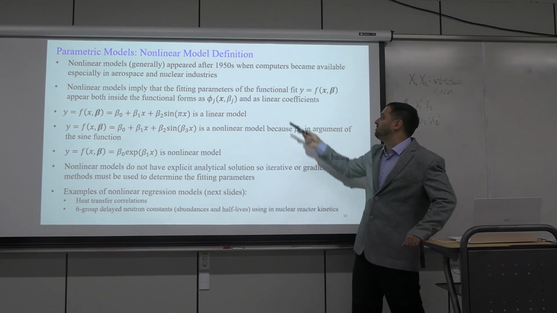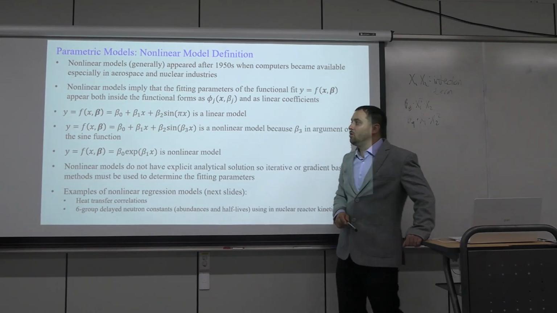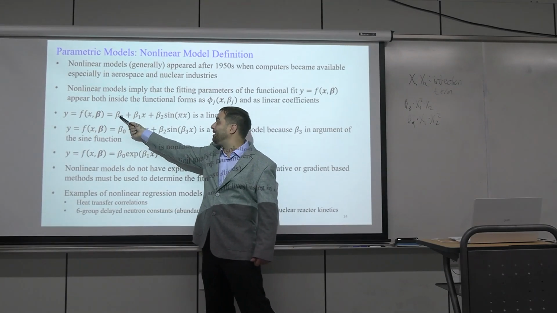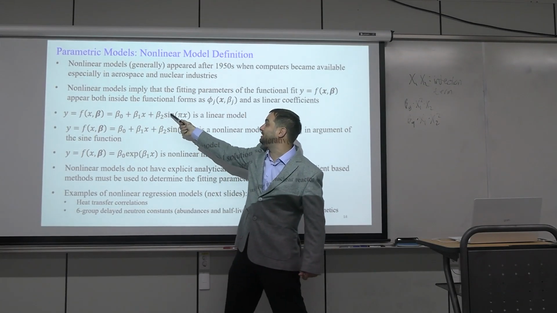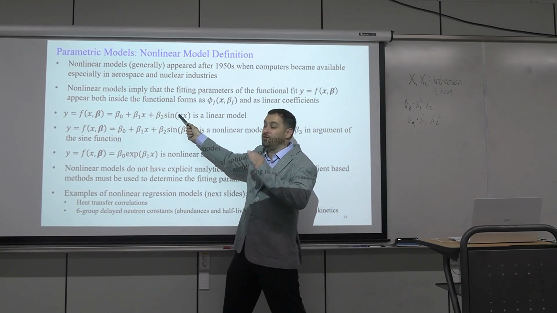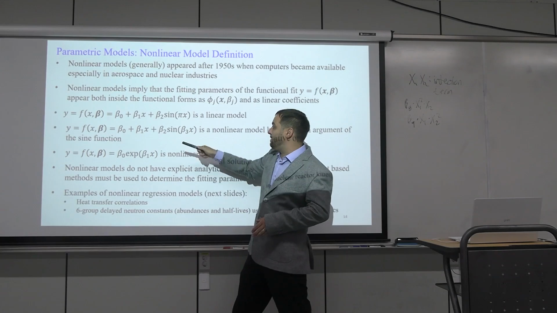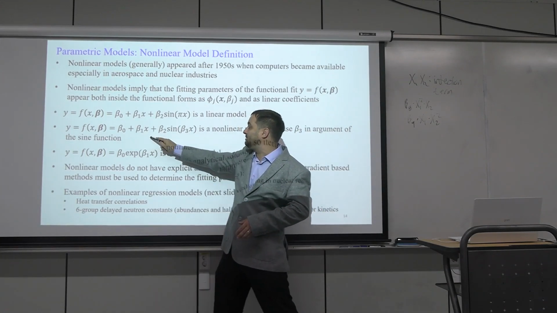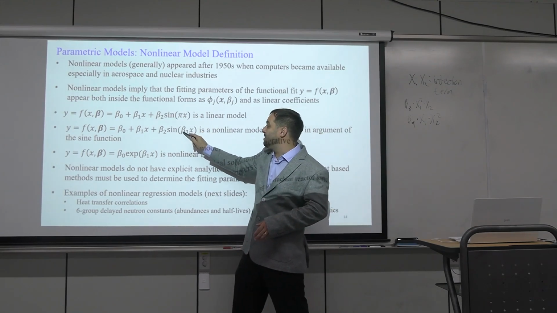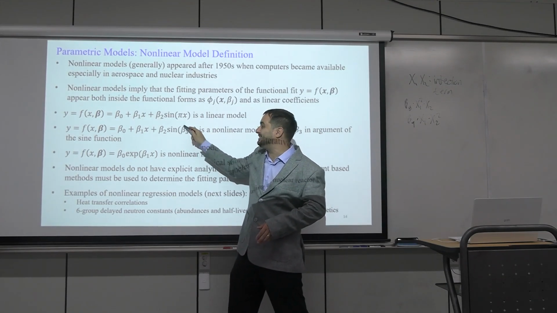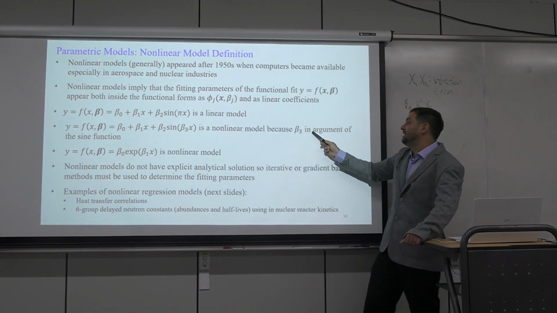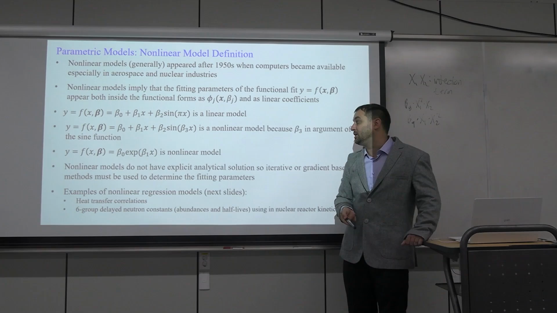And generally, they will also have a linear coefficient. And so let's look back. This is an example of our linear model, beta naught plus beta 1 times x plus beta 2 times sine of pi x. Here we've hardwired the frequency of the sine wave. But if we do beta naught plus beta 1 times x plus beta 2 times sine of beta 3 times x, this fitting parameter beta is inside the sine function. So it's a nonlinear model because the beta 3 is inside the argument of the sine function.